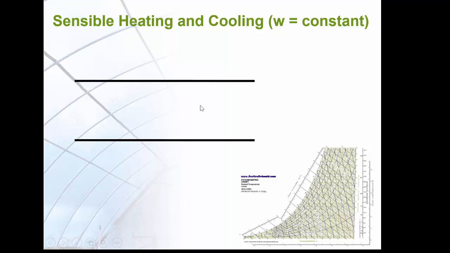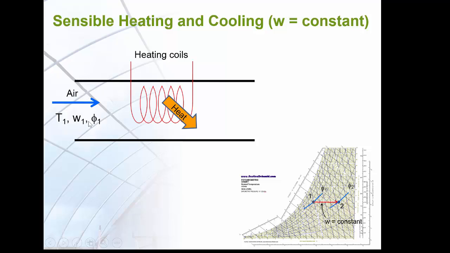So let's assume that we have a control volume system represented by this duct system here. Initially, the state point is defined at 1, and the final state is represented by point 2. The sensible heating process occurs on a horizontal line where the humidity ratio remains constant. As you can see on this schematic, we have incoming air defined by its dry bulb temperature, humidity ratio, and relative humidity going through heating coils, receiving a certain amount of heat. And as you can imagine, the dry bulb temperature will increase while the relative humidity decreases.